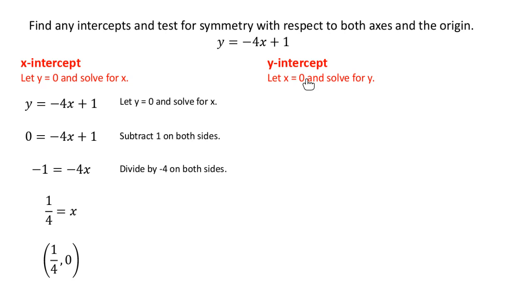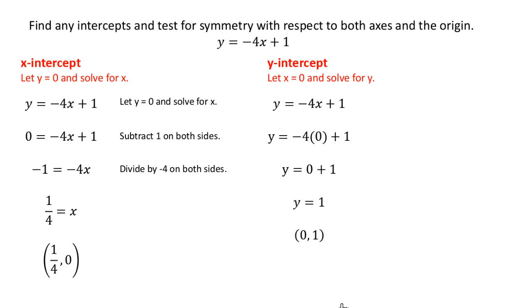Let's go ahead and find our y-intercept. So to find our y-intercept, we set x equal to 0 and solve for y. So let's go ahead and do that. This is our equation. We set x equal to 0. So negative 4 times 0 is going to be 0. This is just going to give us 0 plus 1, which we know is 1. So our y-intercept as an ordered pair is (0, 1).